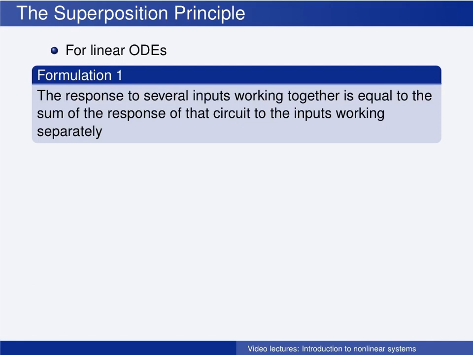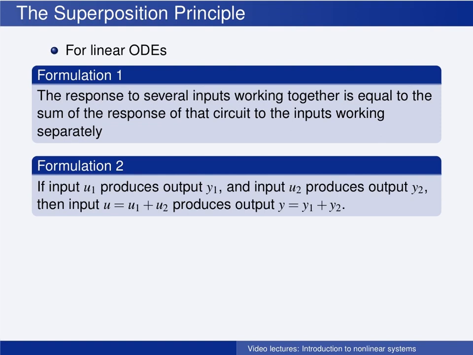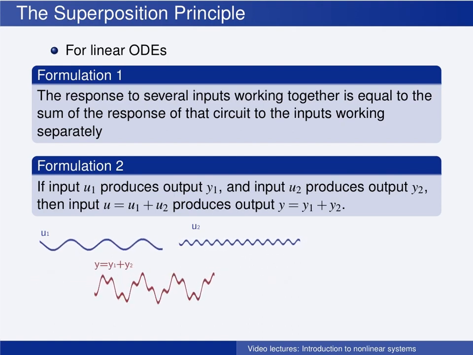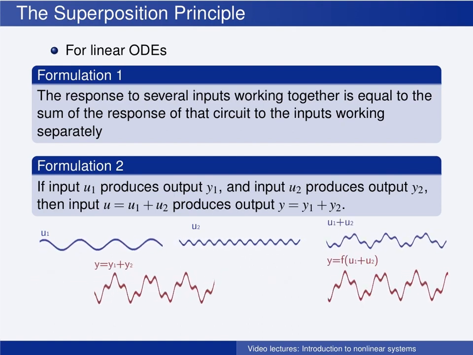The superposition principle can be stated in several alternative ways, and one way to formulate it is in terms of linear electric circuits, saying that the response to several inputs working together is equal to the sum of the response of that circuit to the inputs working separately. Another more general formulation of the superposition principle is that if an input U1 to the system produces an output Y1, and another input U2 produces an output Y2, then the sum of the inputs will produce the sum of the outputs.